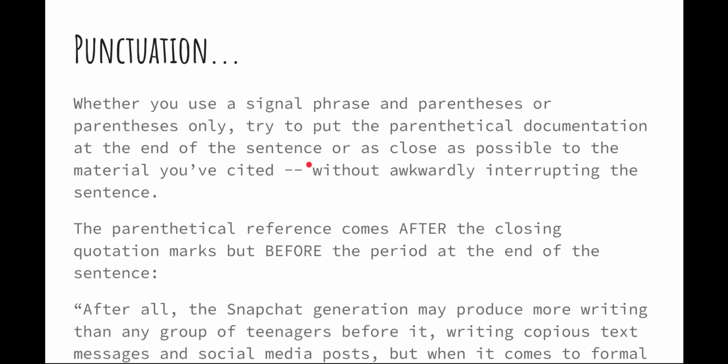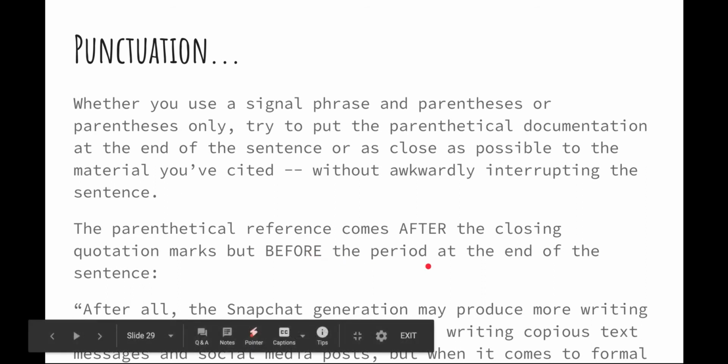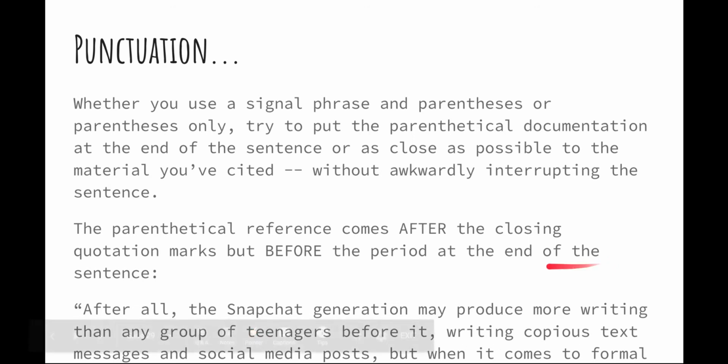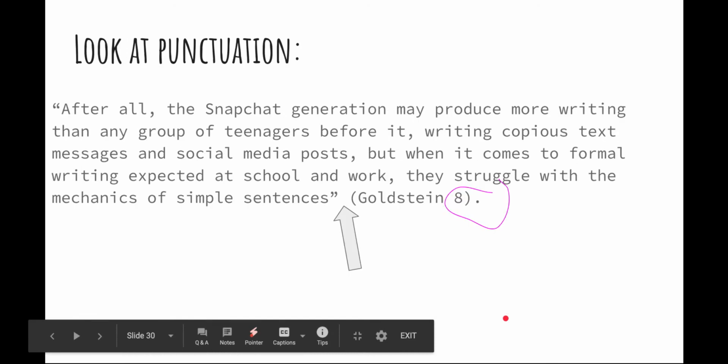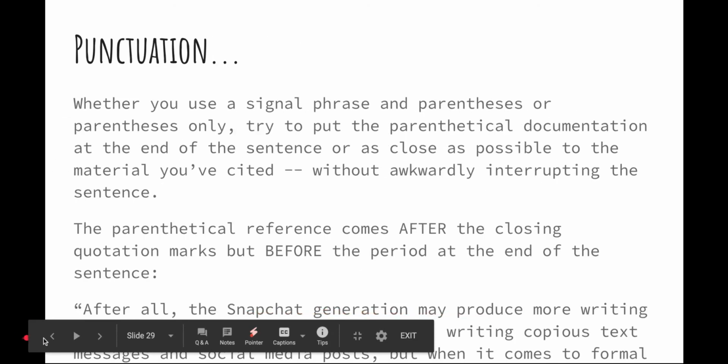And this is one thing MLA says, whether you use a signal phrase in parentheses or parentheses only, try to put the parenthetical documentation at the end of the sentence or as close as possible to the material you've cited without awkwardly interrupting the sentence. And again, this is what I was just going over. The parenthetical reference comes after the closing quotation mark, but before the period at the end of the sentence. And I guess you can't really see that one right there. I'm sorry, y'all. But I had you a little quote, a little example of that.